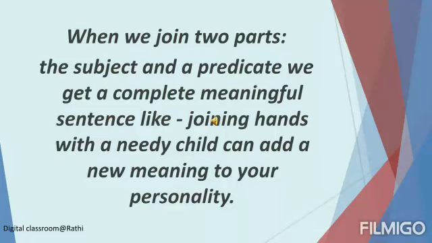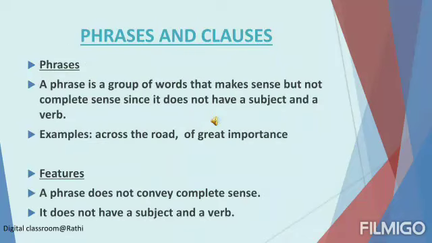Okay. Well, now you know when we join two parts, that is the subject and a predicate, we get a complete meaningful sentence, like: joining hands with a needy child can add a new meaning to your personality. Now, let us see the other two parts of a sentence, phrases and clauses. Phrases and clauses are the building blocks of sentences.